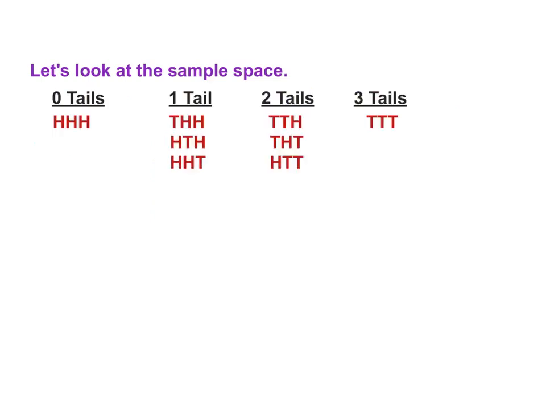So this is the sample space. This is all the possibilities here. 0 tails, there's only one way to get 0 tails. 1 tail, there's 3 ways. 2 tails, there's 3 ways. 3 tails, there's 1 way. And so what we're doing in a probability distribution, instead of putting the number of ways that it can happen, the frequency, what we're going to put in the table is the probability of each of those outcomes occurring. So we have to find the probability of each of these outcomes.